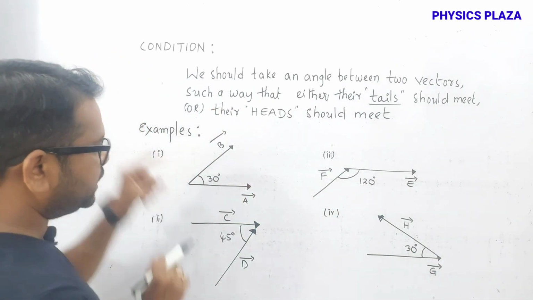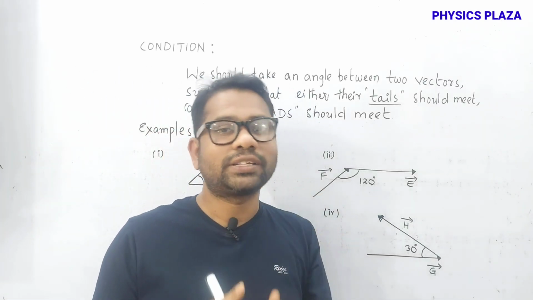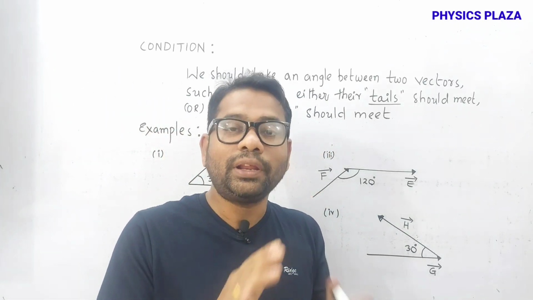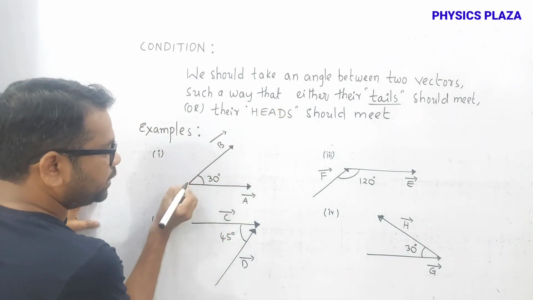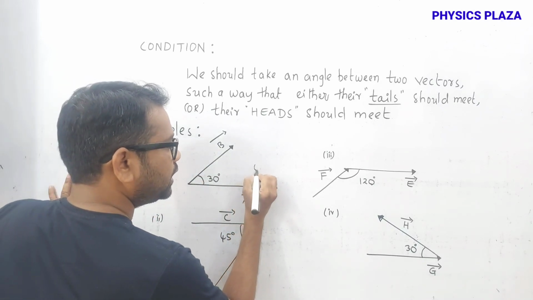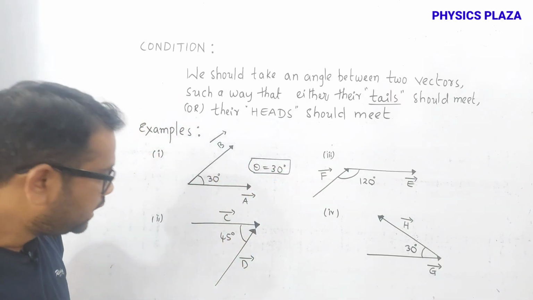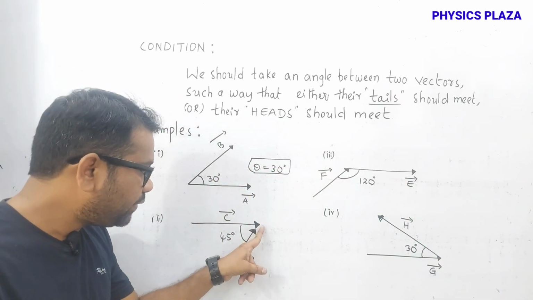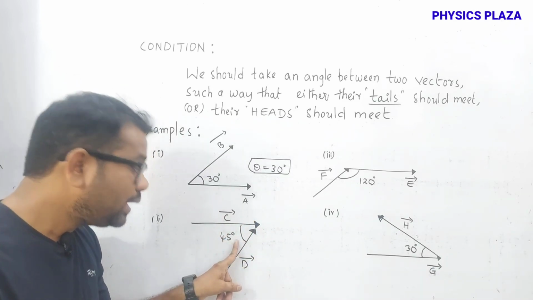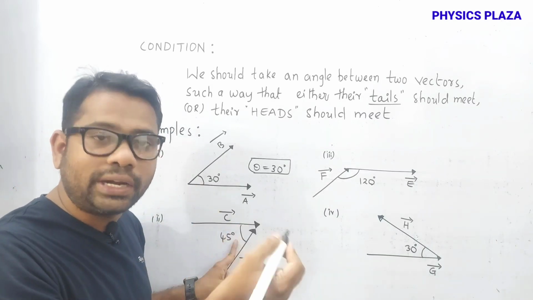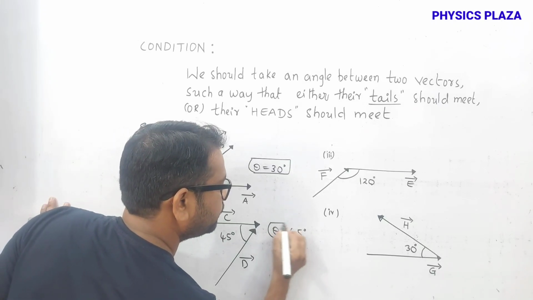Here in the first example we have vector A and vector B. We have to see whether their tails are meeting or heads are meeting. If their tails or heads are meeting, no problem at all. Here the tail of vector A is meeting with the tail of vector B, so this will be the angle. Here the angle is 30 degrees. In the second example, the head of vector C is meeting with the head of vector D, so this will be considered as the angle between vectors C and D. Here also theta is equal to 45 degrees, no problem at all.